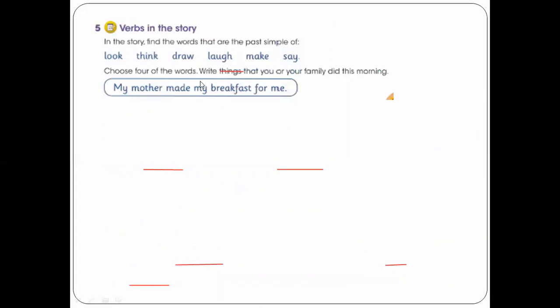Choose 4 of the words, write things that you or your family did this morning. First one is done for you. Look, my mother made my breakfast for me.